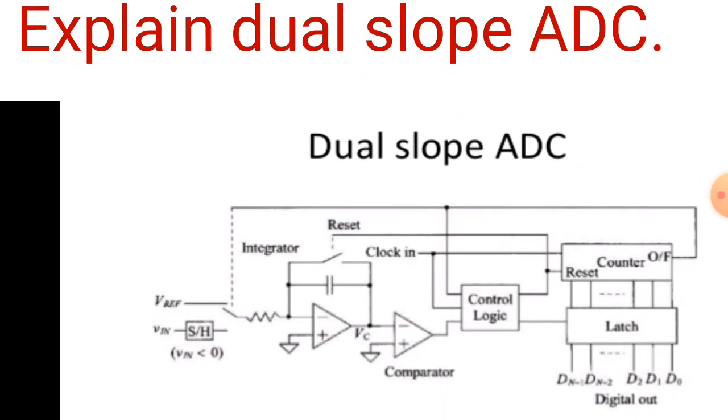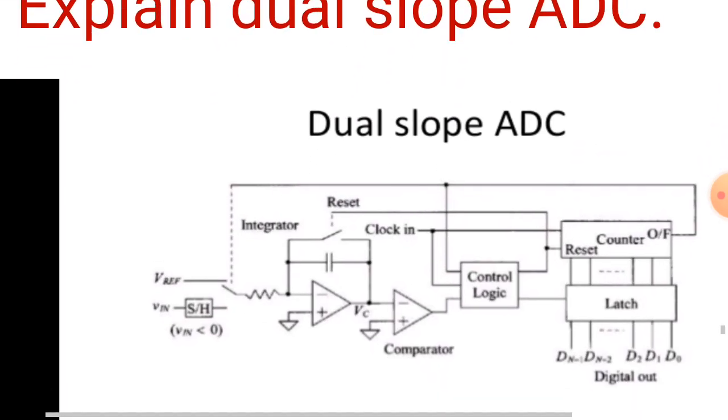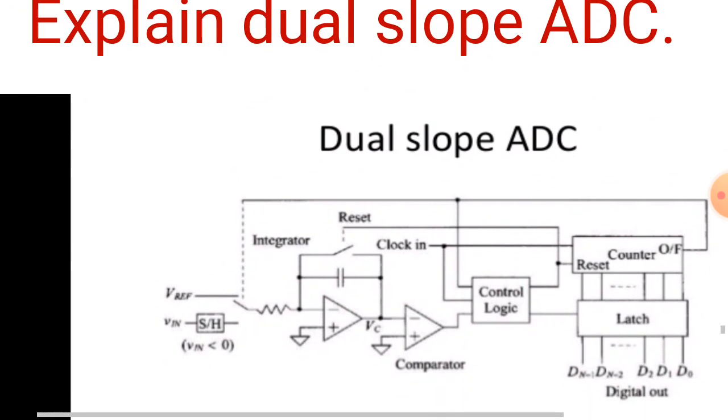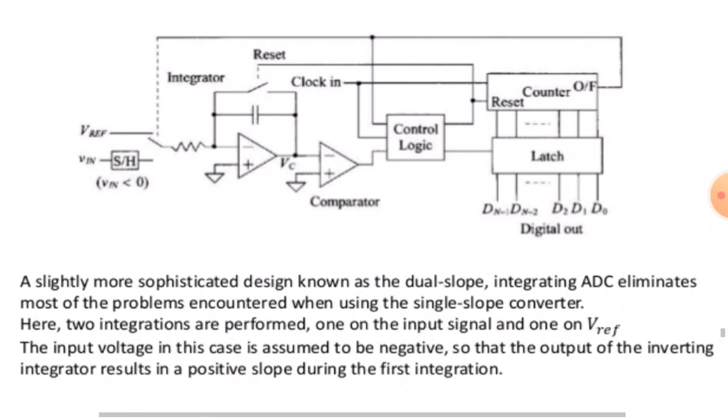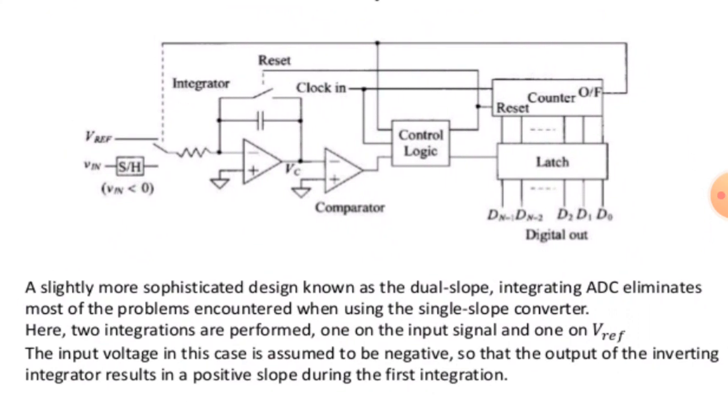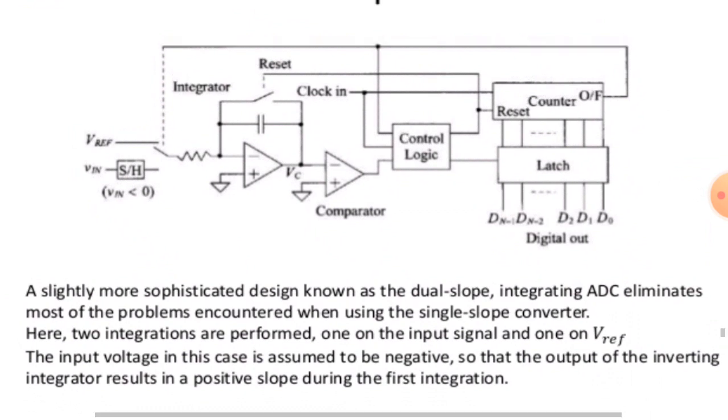Next is explain dual slope ADC. So this is the circuit diagram of dual slope ADC. It has an integrator, comparator, logic circuit, counter and latch.